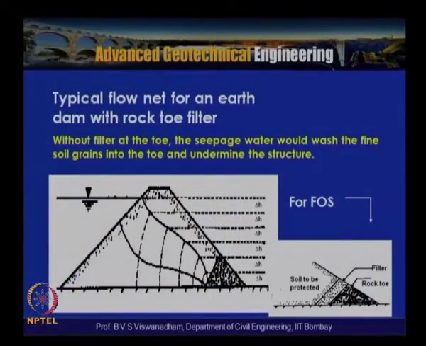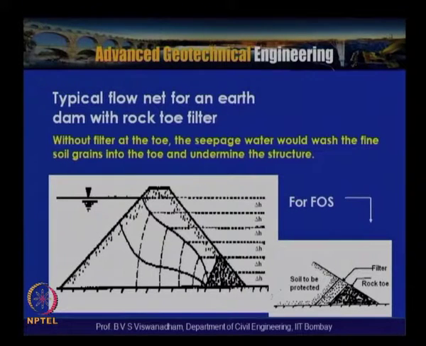In this slide, a typical flow net for an earthen dam with a rock toe filter is shown. The rock toe filter is such that this is the soil to be protected, this is the rock toe, and here this is the filter material. The filter material prevents the fine soil particles from getting washed out into the coarser portions, and if we are able to protect this, it ensures the stability of the structure, and the conditions of dam stability can be ensured.